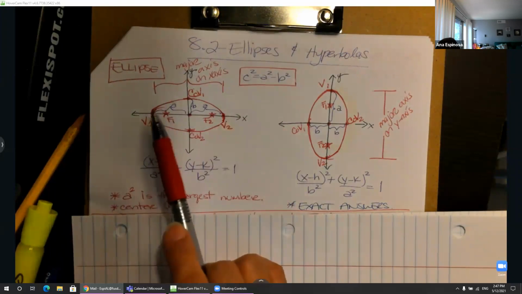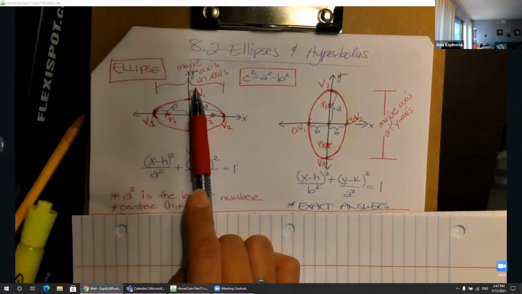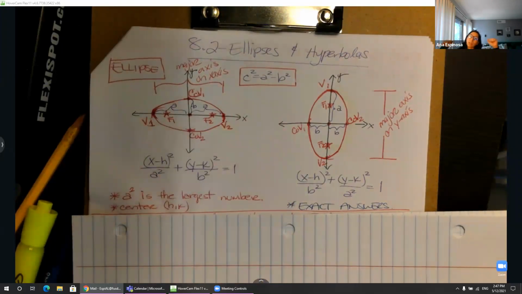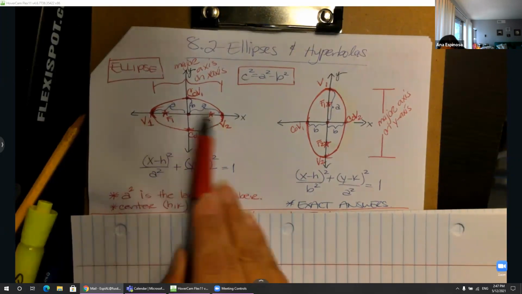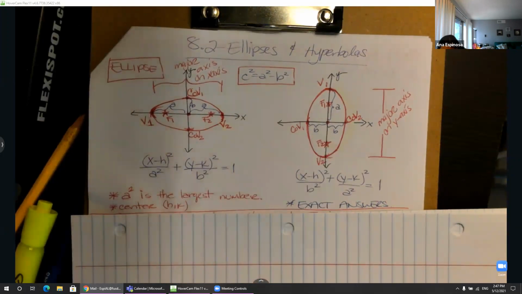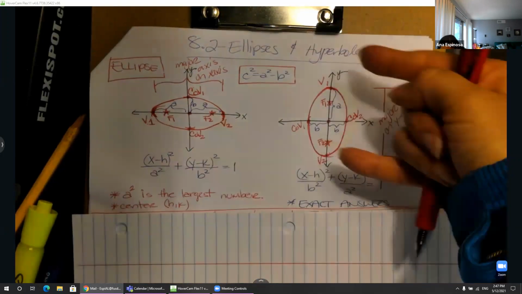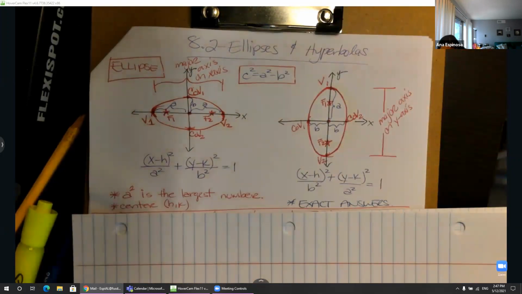The major axis is basically the longest side. So if they tell you that the major axis is on the x-axis, it means it's longer on the x. If they tell you the major axis is on the y, it means it's longer vertically. Where the longest sides are, those are called the vertices, whether it's horizontal or vertical. And the shorter sides are called co-vertices.